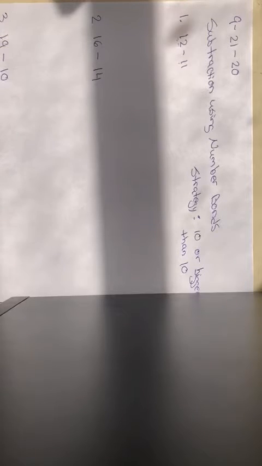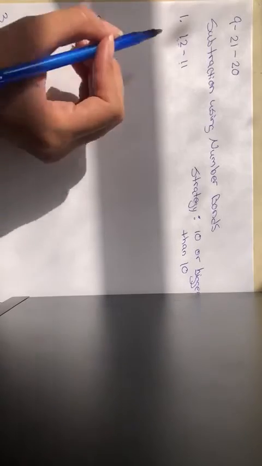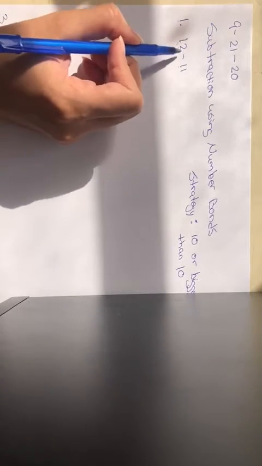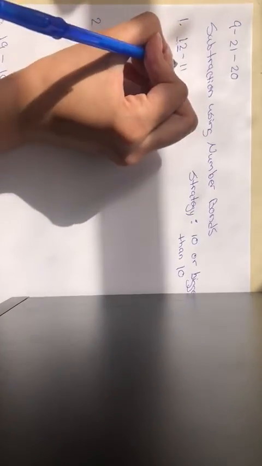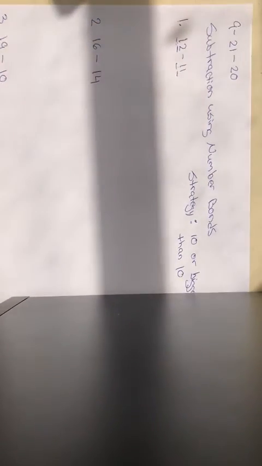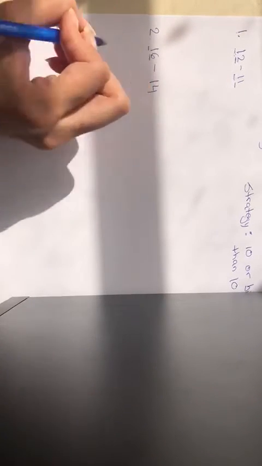Everybody. So now I'm going to explain subtracting numbers using the method number bonds, but it's going to be different because I'm using numbers with 2 digits. For example, in exercise number 1, I have 12 minus 11. I have 2 digits on this side and 2 digits on the other side. Same goes for exercise number 2. I have 2 digits and 2 digits. And exercise number 3, I have 2 digits and 2 digits.